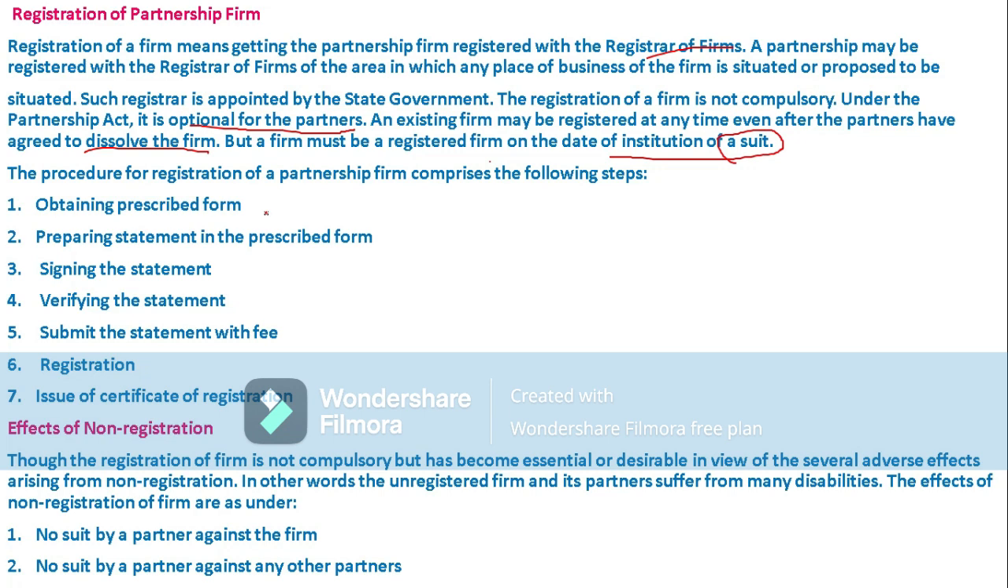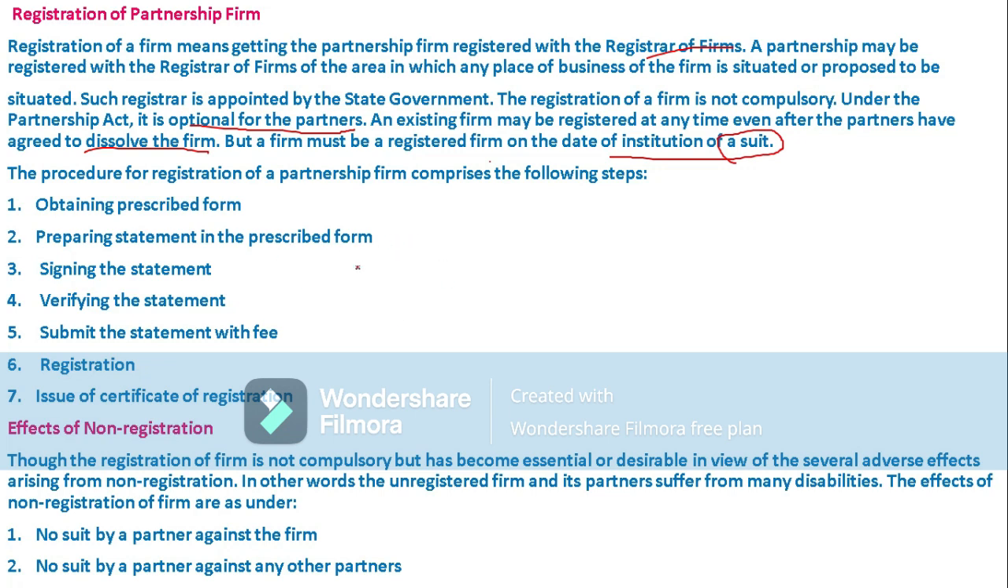So obtaining a prescribed form means a particular form which is related to the partnership deed, the partnership firm, which is known as Form 1. And preparing the statement in prescribed form means, see, Form 1 should be filled with the name of the firm, the place of the business, the location of any other places where the firm carries on the business, and also details like the date of joining of each partner, the names and permanent addresses of all the partners, the duration of the firm, and the selection of the name of the partnership firm.